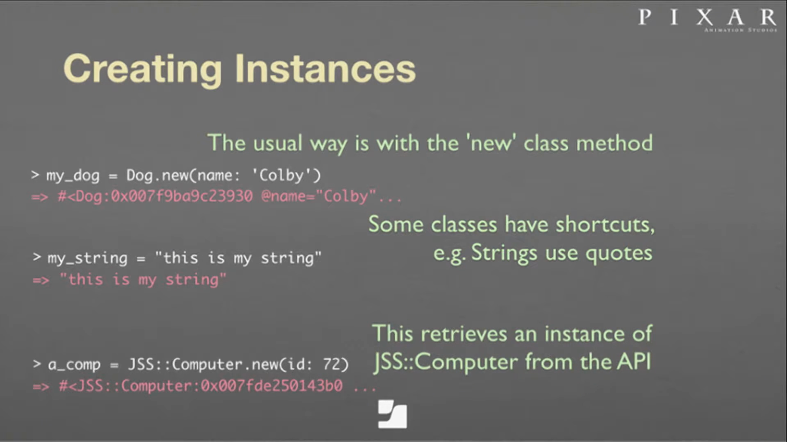To make a computer object, this is how you retrieve a computer from the API. You say JSS::Computer, which is the class, the computer class inside the module, .new, and then you give it one of the IDs. So 72 is one of the computer IDs that we have in there. And what you'll get back is a big scrolling list of stuff, which is the computer from the JSS. It's all the information from the API.